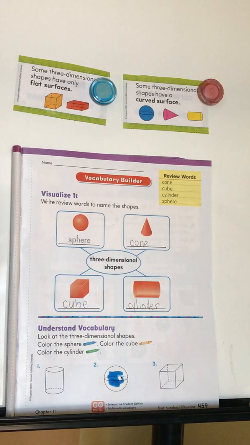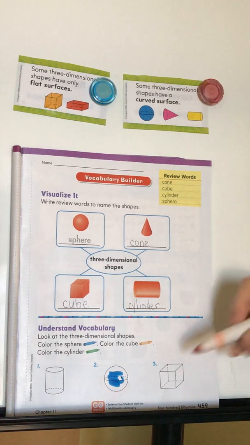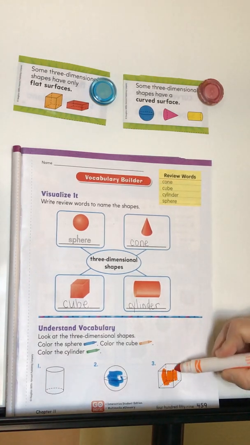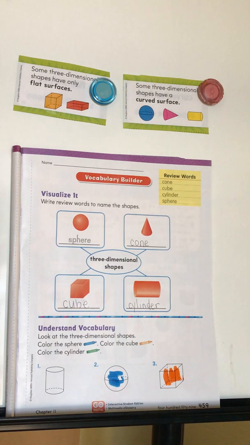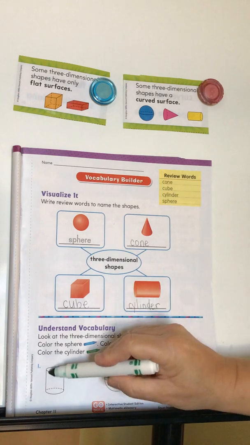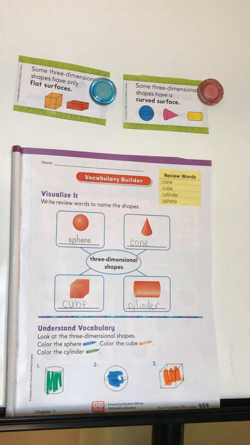Okay? The cube is going to be orange. Cube is like, has a square in the front, like a present. Cube, orange. And the cylinder is going to be green. Cylinder's like a tube. Okay. Color that green. Okay, good job.